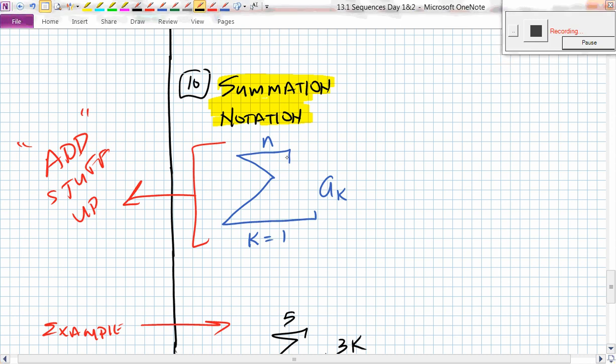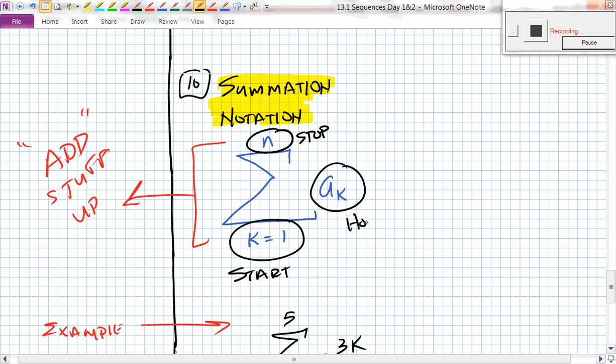When you see the giant sigma, it means add stuff up. The bottom part tells you where to start. The top number tells you where to stop. And the a sub k tells you the how part of your sequence. So the sigma means add things together. The k equals 1 says start. N equals your stopping value. And the a sub k tells you how to do it.